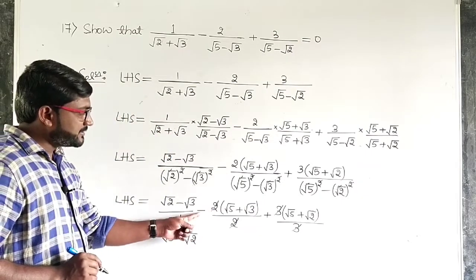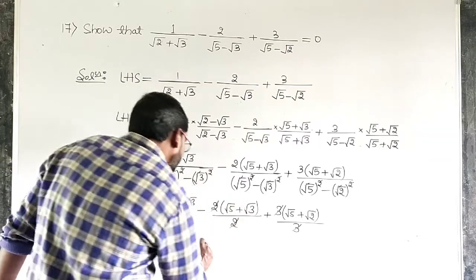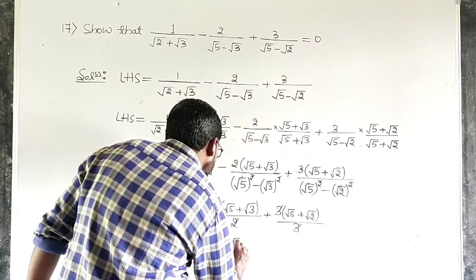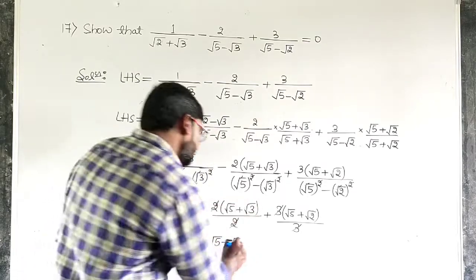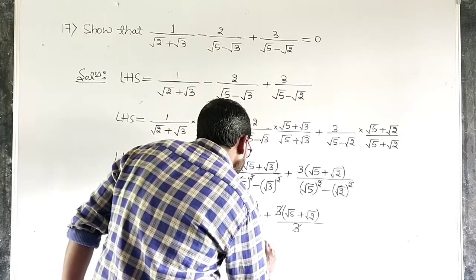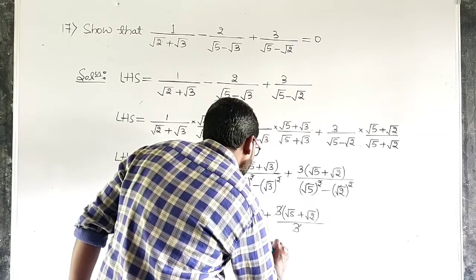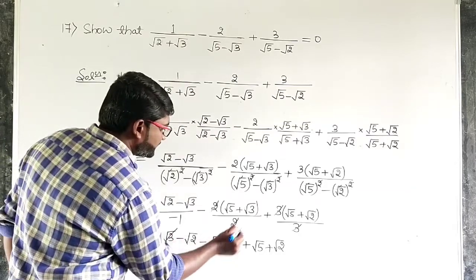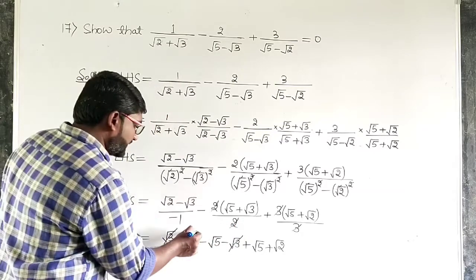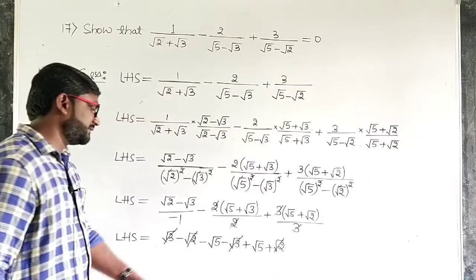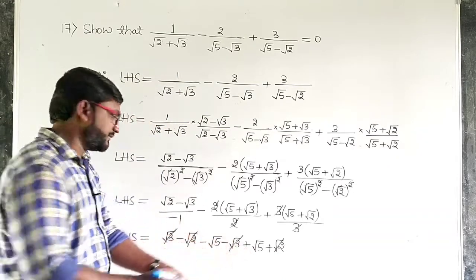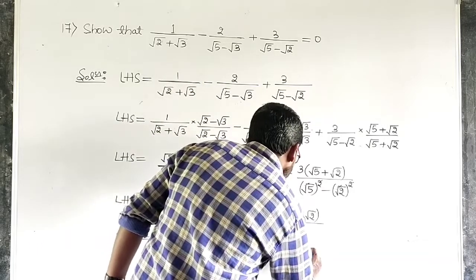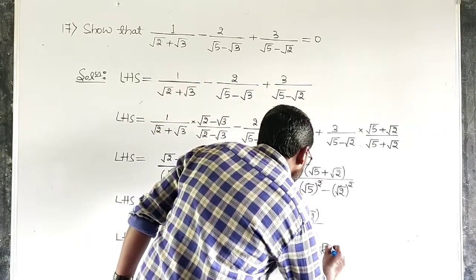Then minus will be multiplied with these two terms. We get minus root 5, then minus root 3, then plus root 5, and then plus root 2. So see here, plus root 3 minus root 3 get cancelled, and then minus root 2 plus root 2 get cancelled, minus root 5 plus root 5, these two get cancelled. Then the answer is 0. This is our required RHS.